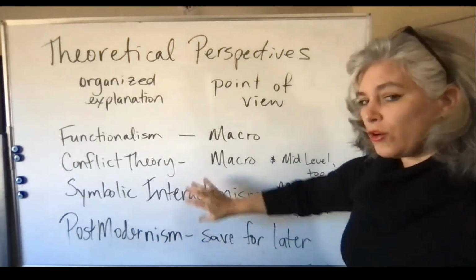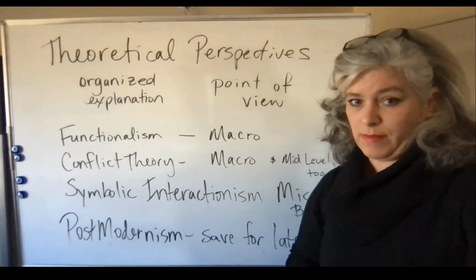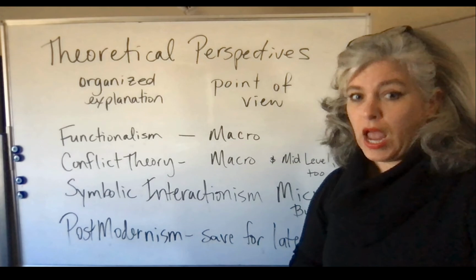But symbolic interactionism is the third theoretical perspective that we're really going to focus on this semester. And we're going to focus on this on the micro scale. We're going to look at symbols and interaction. So this is a human level, an everyday social life level observation, whereas these two are macro scale.